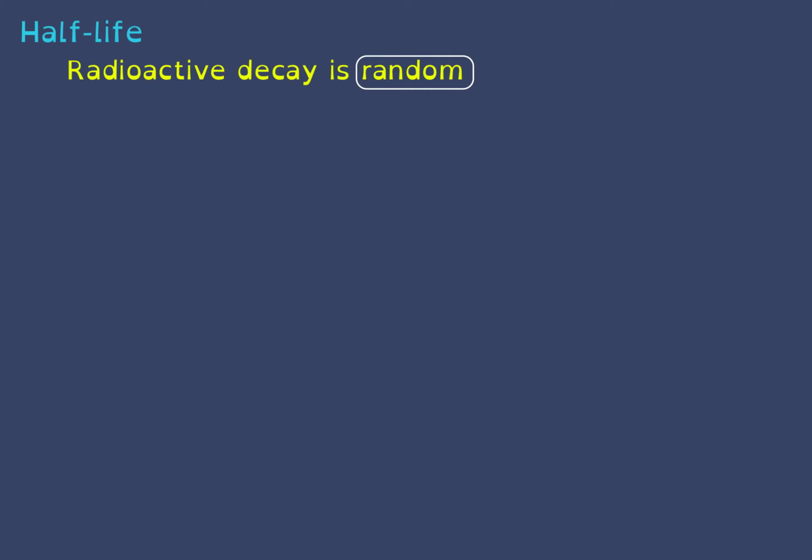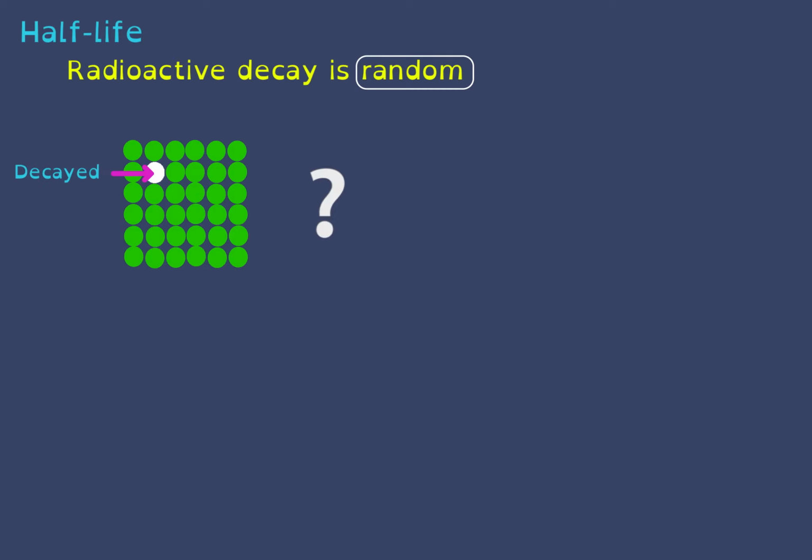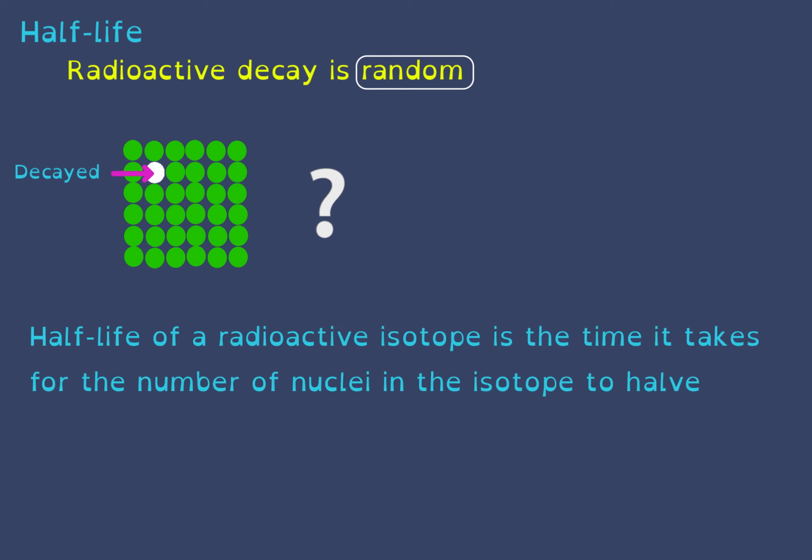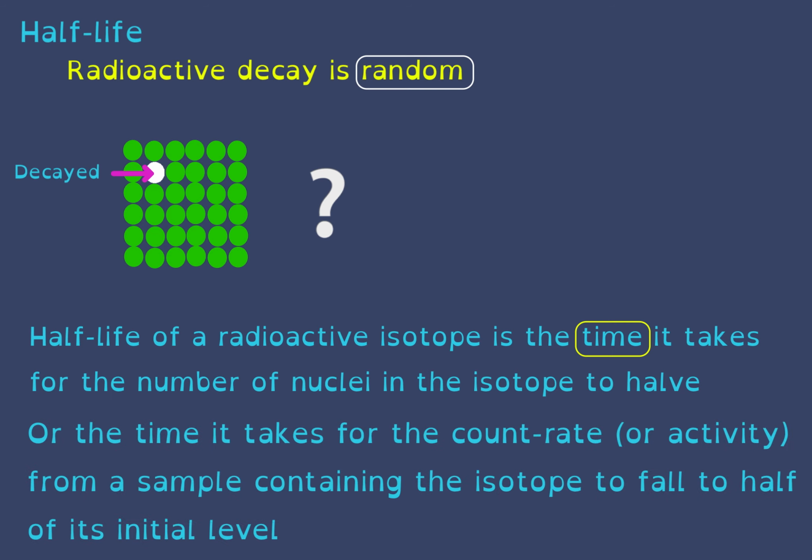Radioactive decay is random. We can't predict which nucleus will decay next. But if we measure the count rate for a long enough amount of time, a pattern emerges, and from that data we can find the half-life. The half-life of a radioactive isotope is the time it takes for the number of nuclei in the isotope to halve, or the time it takes for the count rate, or activity, from a sample containing the isotope to fall to half of its initial level.